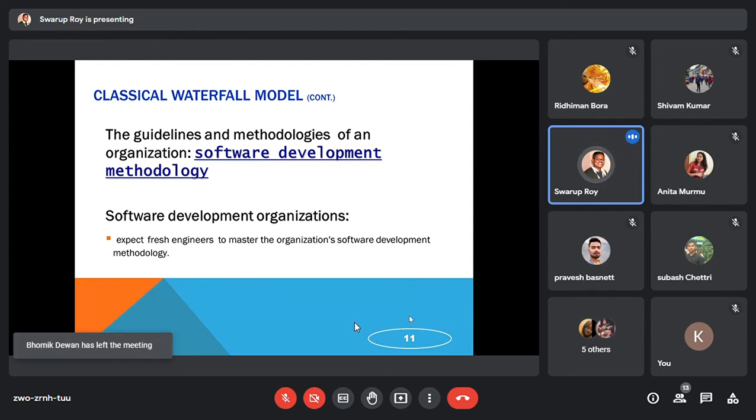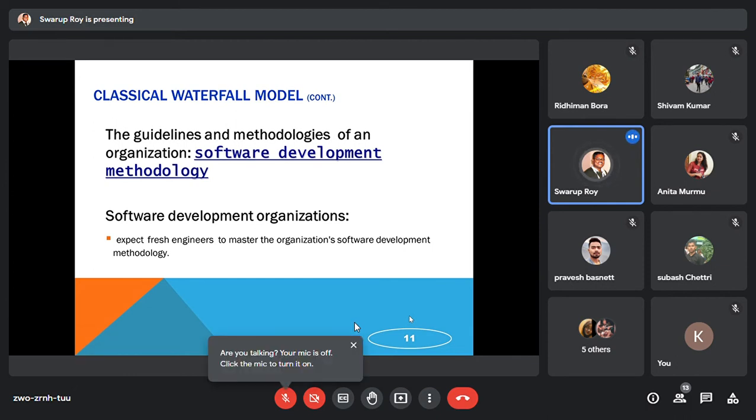So their methodology is also going to be different, and you need to follow it as per that company. You cannot have your own freedom to do any work. You have to strictly follow the company's protocol for the software SDLC.